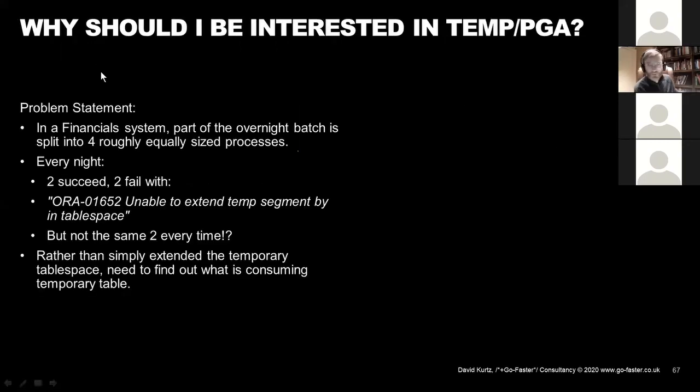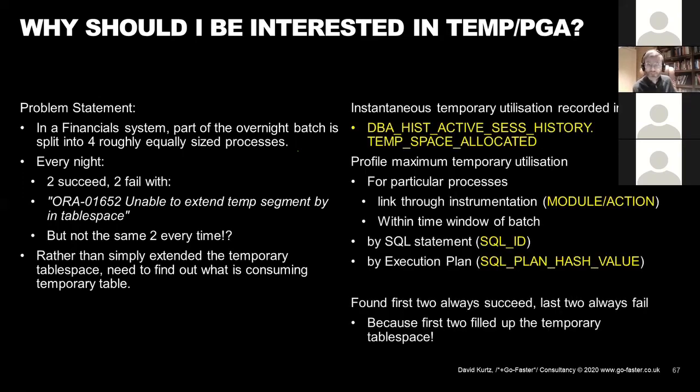Well, first time I got involved in this, somebody said to me, we've got this financials process. We run 4 versions of this process concurrently, and every night 2 of them succeed and 2 of them fail, and it's never the same 2 twice. What's going on? And they all fail with this unable to extend temp segment. And rather than simply extend the temporary segment, we said, well, let's find out what's consuming it.